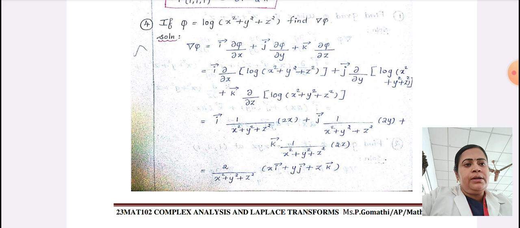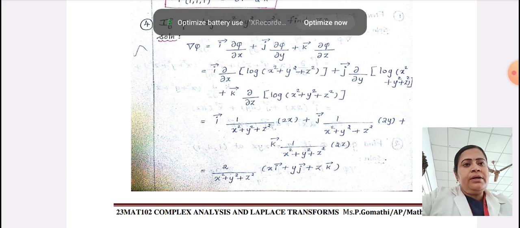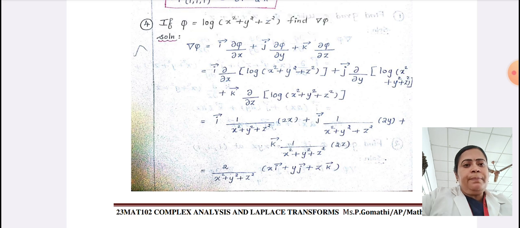So after simplification, we are getting the answer to be 2 into (xi + yj + zk) divided by (x² + y² + z²). So this is our final answer.